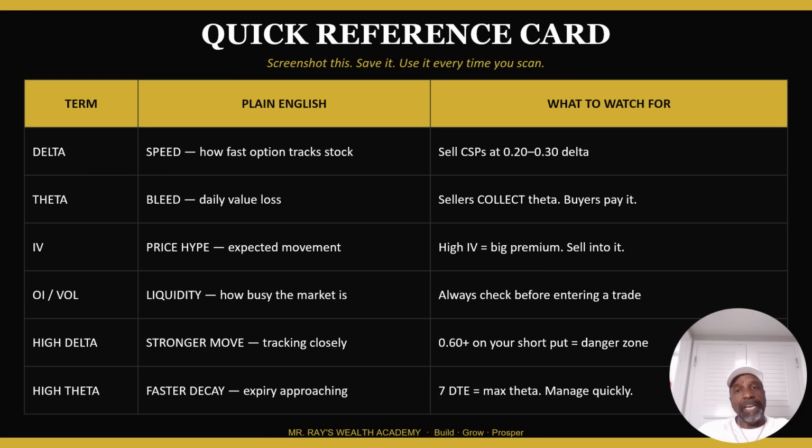So I hope this helps you. All 6 terms have been explained to you. Make sure you use them every time you sell a cash secured put.